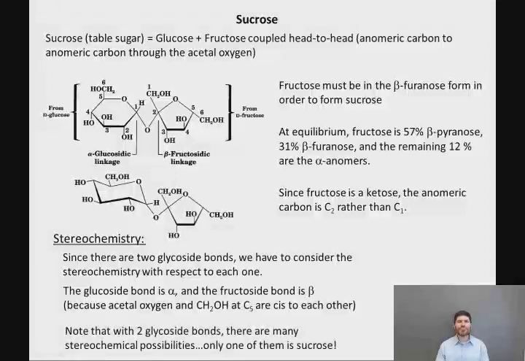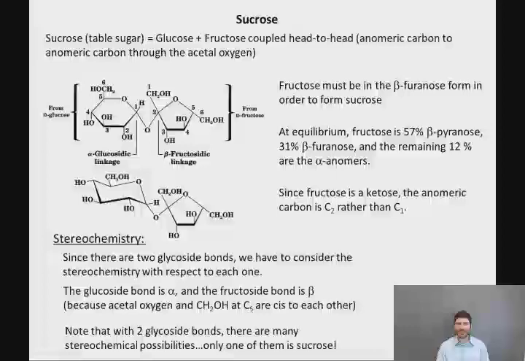As you could probably figure out, when you have two glycoside bonds, there are actually many stereochemical possibilities. They can both be alpha, one can be alpha, one can be beta, and vice versa, and both of them are beta. There's also the possibility now of having pyranoses and furanoses. Only one of these structures is sucrose. The alpha glucopyranose and the beta fructofuranose.